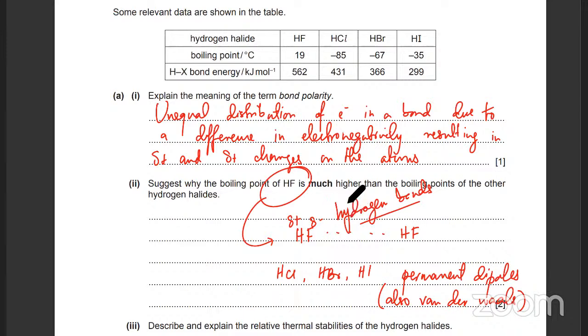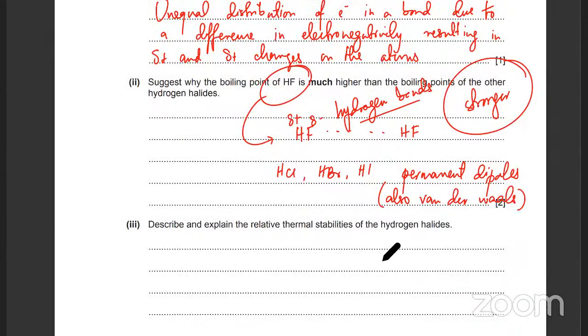So HF has hydrogen bonding, and the other mark would be that you're going to state that this is stronger relatively, and permanent dipoles and van der Waals forces in these molecules are weaker relatively. So you're going to state that as well.